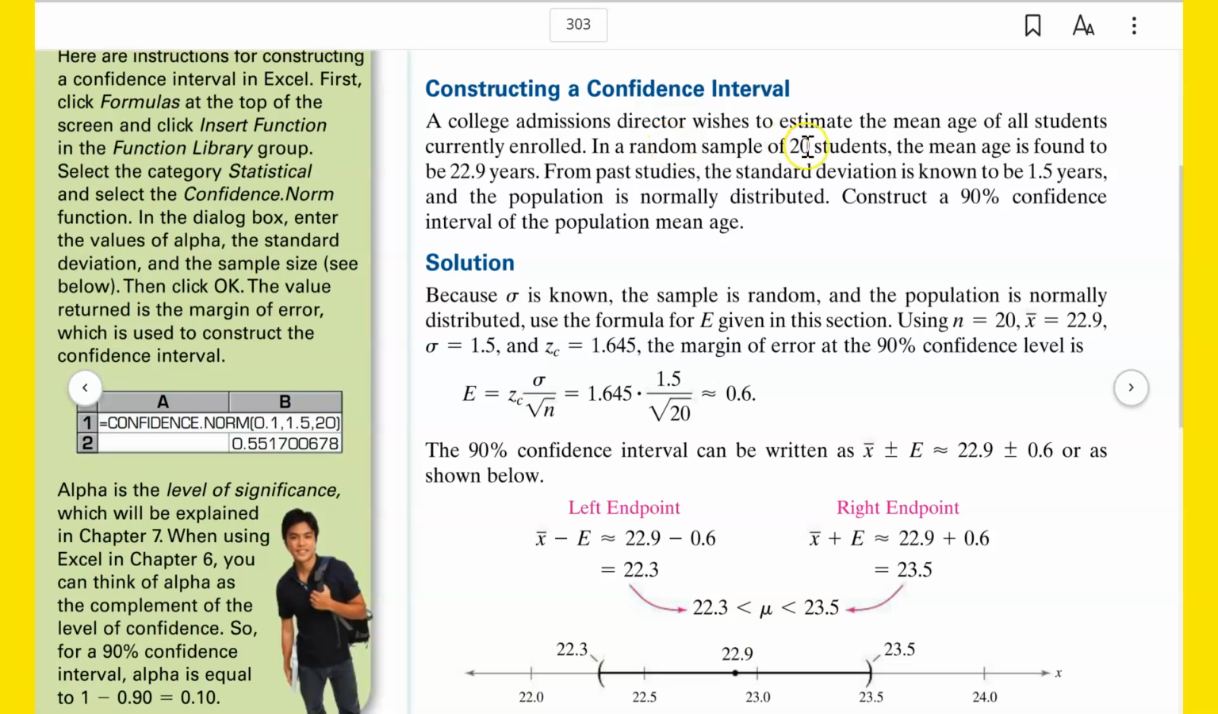Okay, so we don't have more than 30 in our sample, but since the population is known to be normally distributed, it doesn't matter if our sample size is more than 30. Again, I wouldn't go through all of this, unless they tell you that you have to do it. I would go straight to my calculator. I have to remember these values. The mean is 22.9. But let me just go to my calculator.